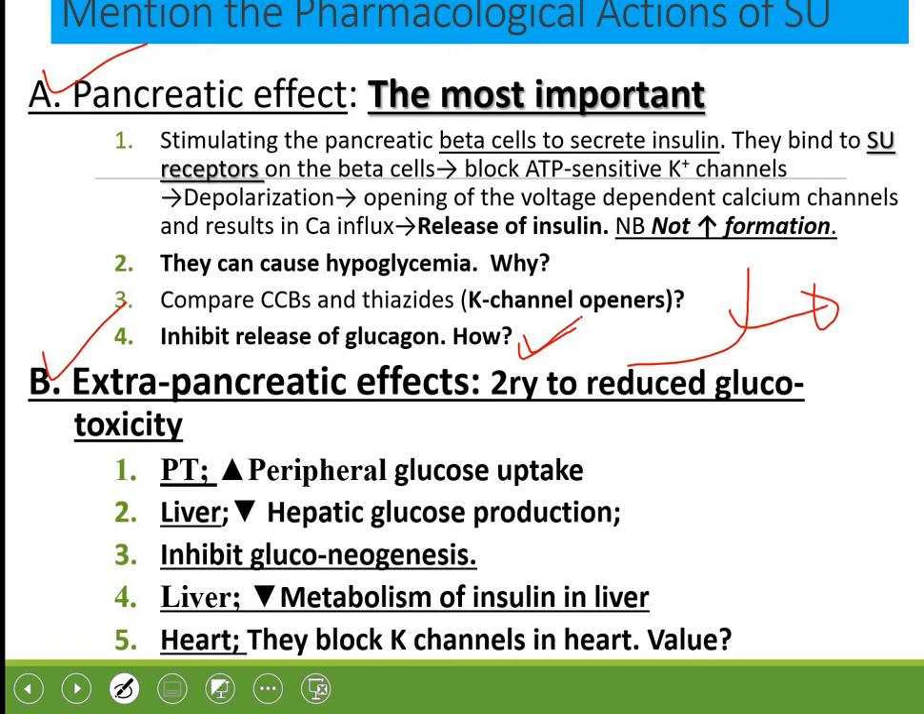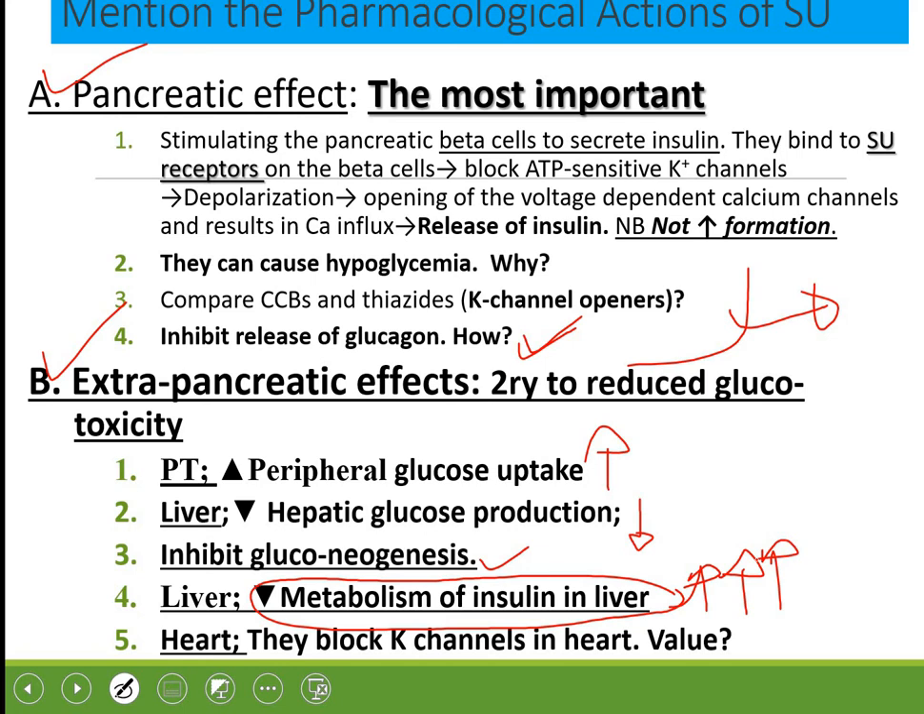Extra-pancreatic effect means actions apart from the pancreas. Peripheral glucose uptake is increased, and hepatic glucose production is decreased. Why? Because it inhibits gluconeogenesis, and decreases the metabolism of insulin in the liver. This is a technical point to remember. So the metabolism of insulin decreases, which means the level of insulin will be increased, and this increased insulin will then decrease the blood glucose level.